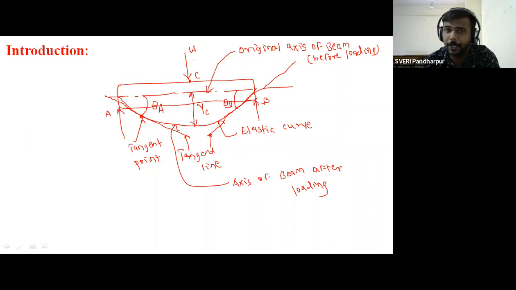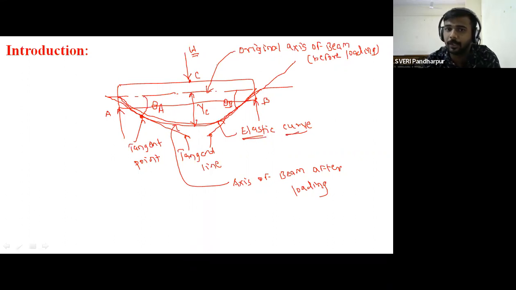Due to this point load W, the bending of the beam is taking place in the downward direction. Correct? As the load is applied in the downward direction, the bending of the beam is taking place in the downward direction, and that bending is indicated by this elastic curve. हा जो काय कर्व दिसतोय तुम्हाला खालच्या बाजूला आलेला. So this represents the bending of the beam, and that curve is called the elastic curve.